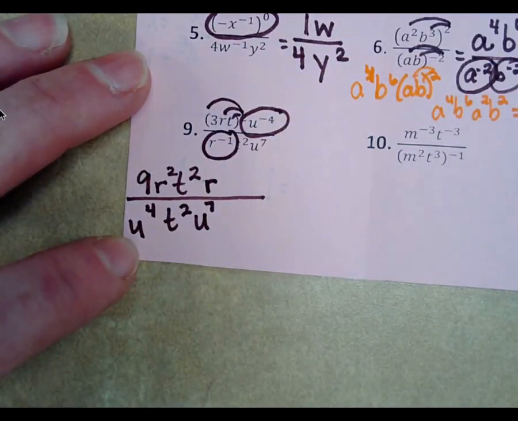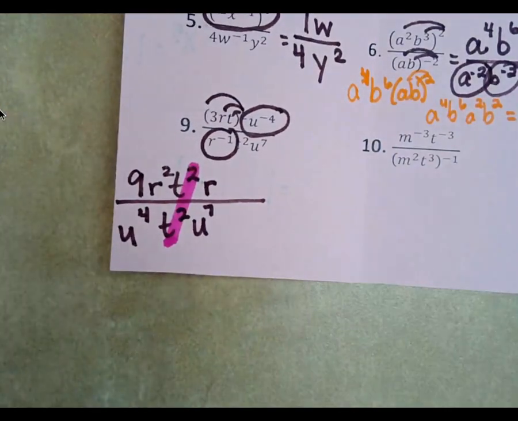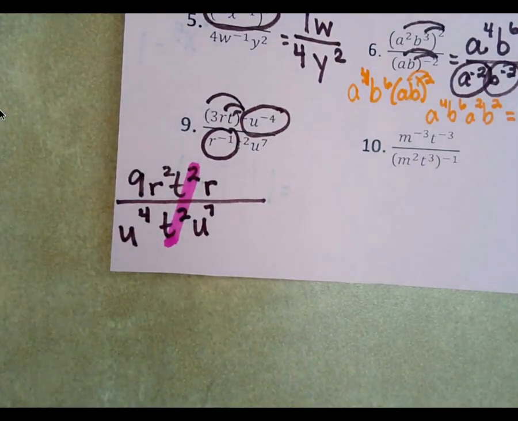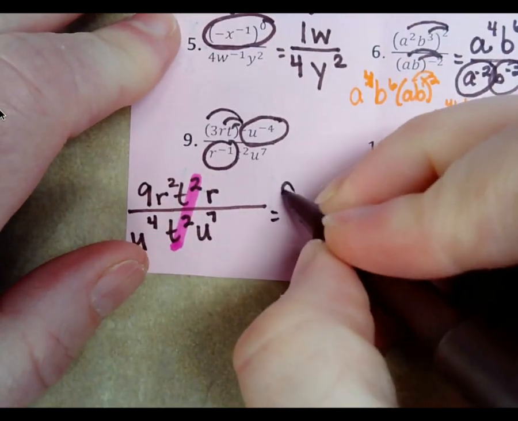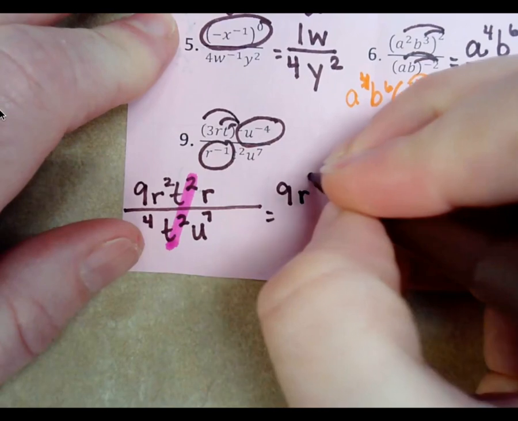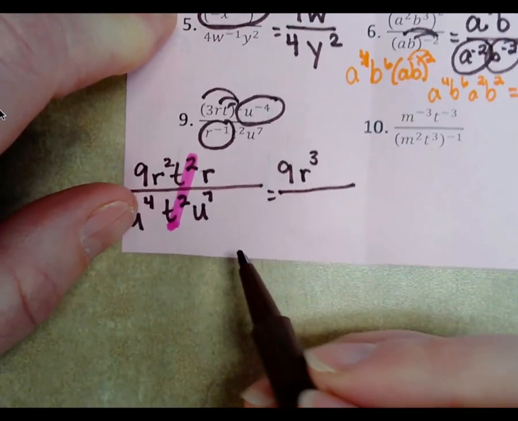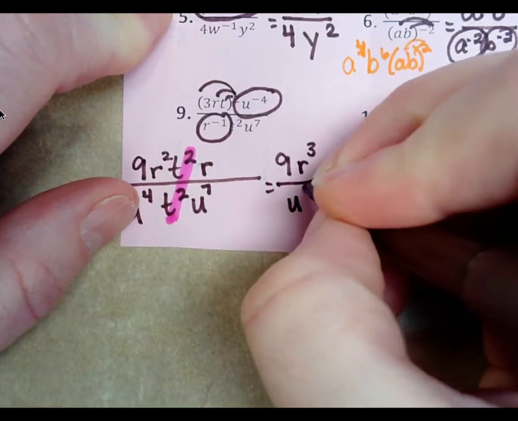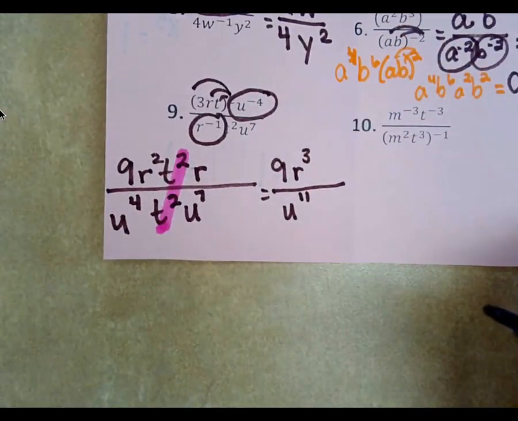Good, got it. All right, so now we see that we can simplify. If you have the same thing on top and bottom, simplify them out. We have no t's left. So on top we have 9, and then we have r squared and r, r cubed. And then u to the 4 and u to the 7, to the 11, yep. And that is it on that one.